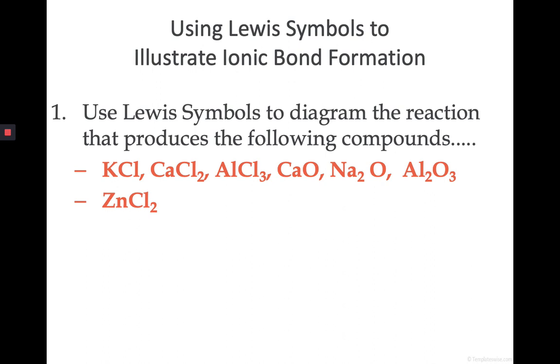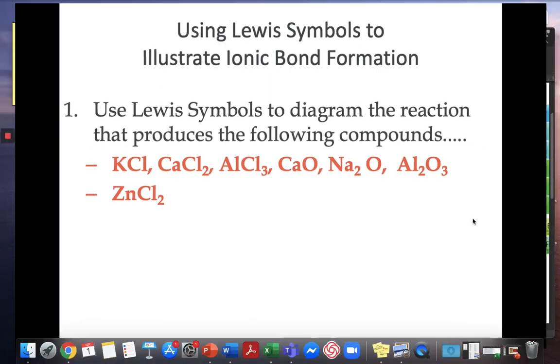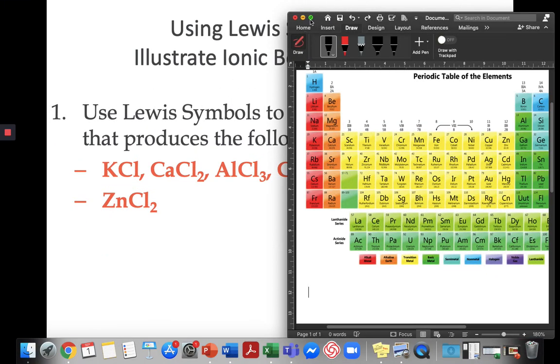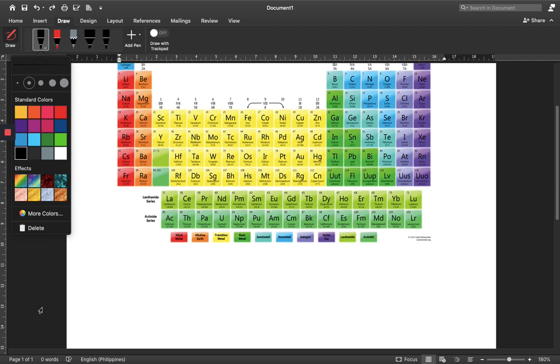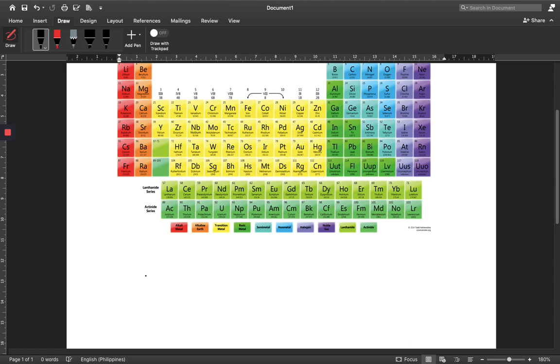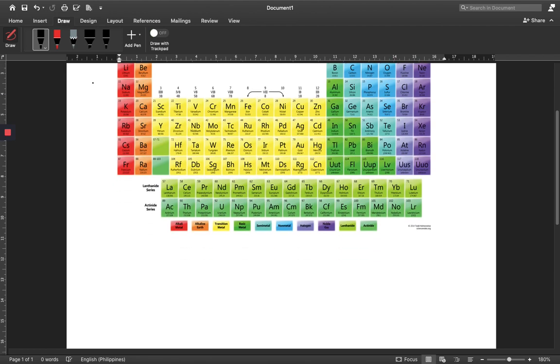We are going to illustrate the ionic bond formation for a few elements, but let me just transfer to the Word document. So for example, we are asked to represent the ionic bond formation between potassium, K, and the chlorine atom, Cl. So if you notice, K belongs to group 1, therefore it has one valence electron. So one valence electron for potassium, you can place that one valence electron anywhere.